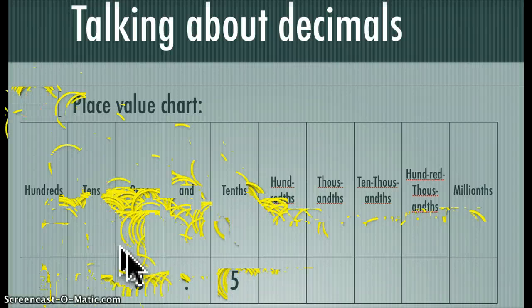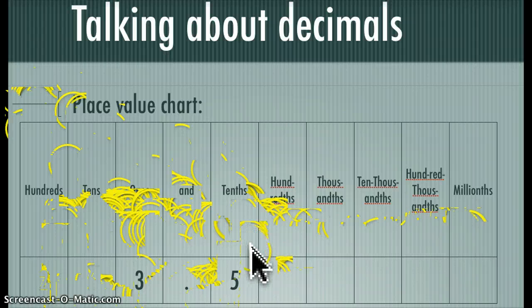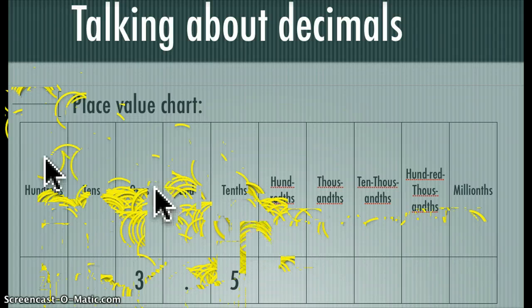In our next example, we have 3 and 5 tenths. The way you read this is you say the whole numbers, which is 3 in this case. You say "and" for the decimal point. Then you read the number after the decimal point, and you say whatever place value is farthest to the right. We only have a 5 here, so we say tenths. 3 and 5 tenths.